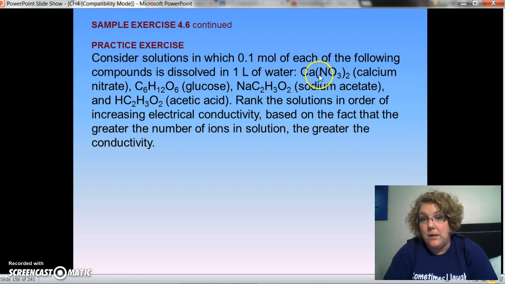But now when you look at the calcium nitrate, when it dissolves, you get 1 calcium and 2 nitrate ions, for a total of 3 ions. So the calcium nitrate will have the greatest electrical conductivity. So the lowest conductivity goes to glucose. Then the weak acid, acetic acid, would be a little conductive. Then the sodium acetate would be very conductive, but calcium nitrate would be even more so because there are more ions.